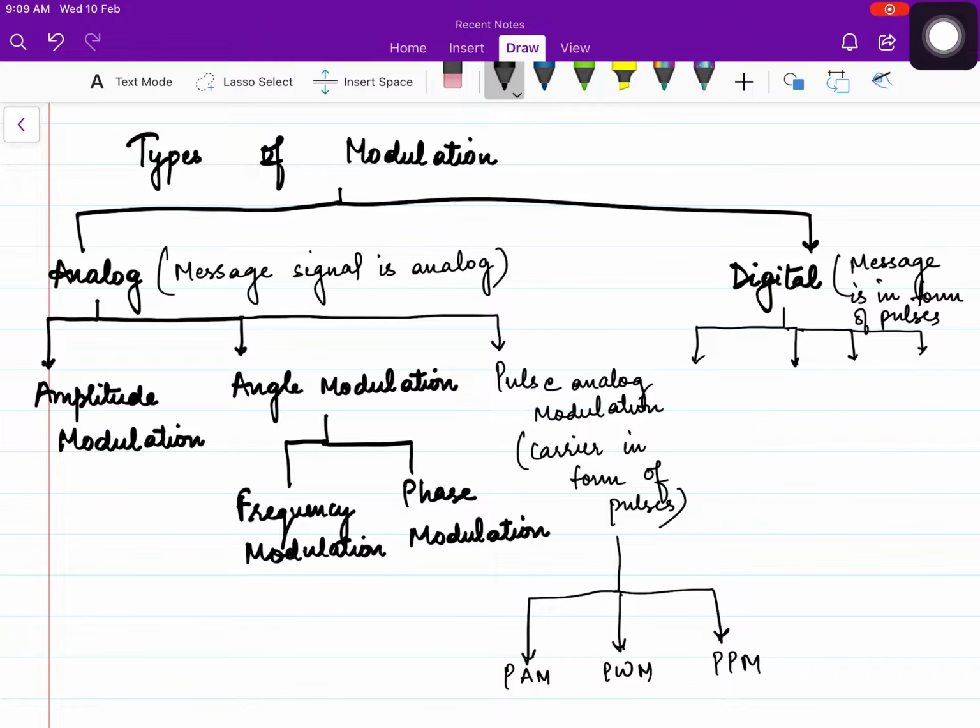And you can just see the names of the types of digital modulation systems. One is PCM, that is pulse code modulation.